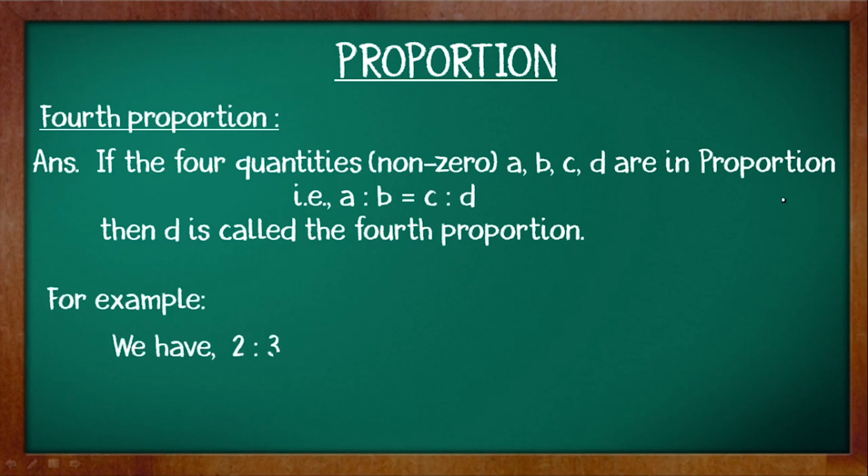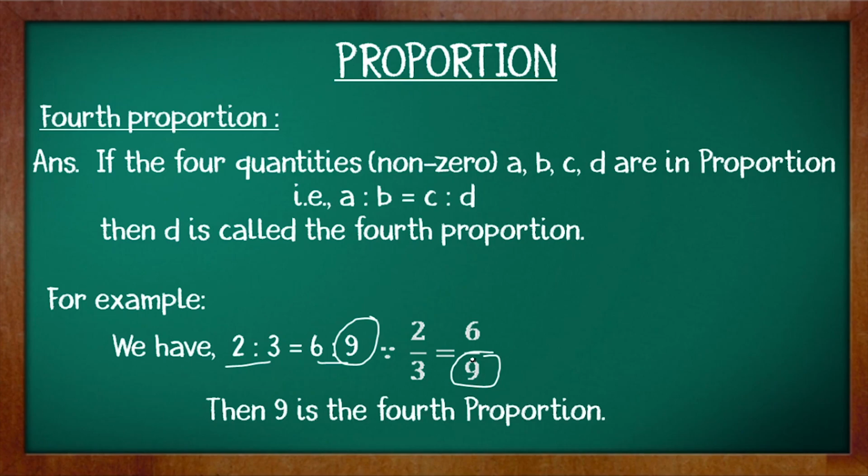So let us see an example. 2 is to 3 and 6 is to 9. If we write it in fraction form, we get something like this. And the term 9 is known as the fourth proportion.